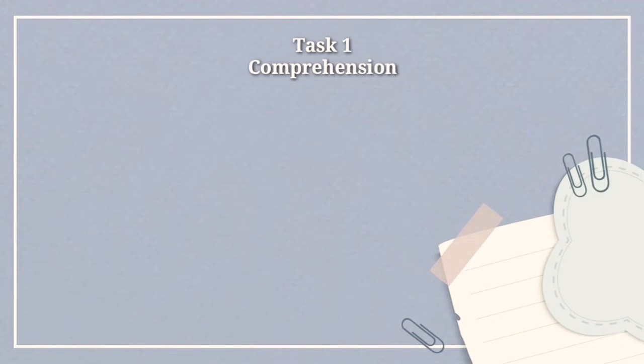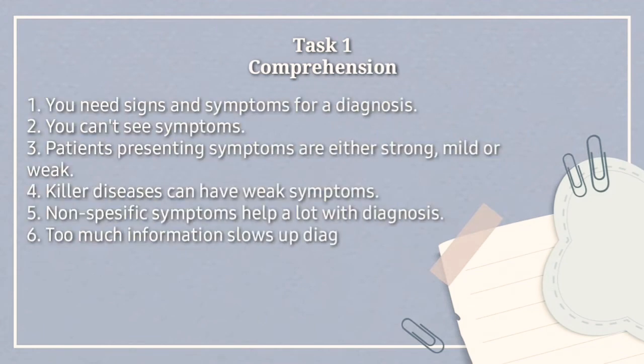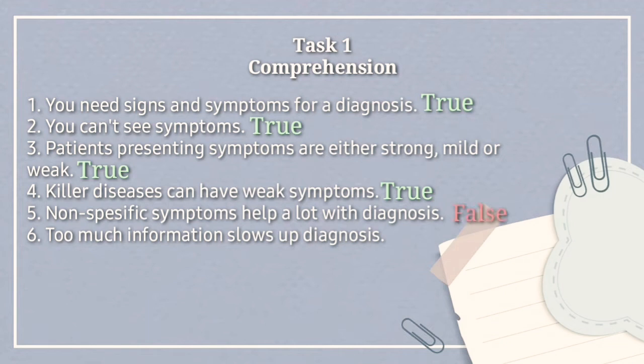Task 1 about comprehension. State true or false according to the text in the statement. 1. You need signs and symptoms for a diagnosis is true. 2. You can't see symptoms is true. 3. Patients presenting symptoms are either strong, mild, or weak is true. 4. Ocular disease can have weak symptoms is true. 5. Non-specific symptoms help a lot with diagnosis is false. 6. Too much information slows up diagnosis false.